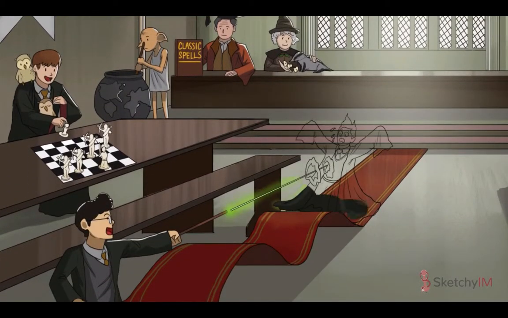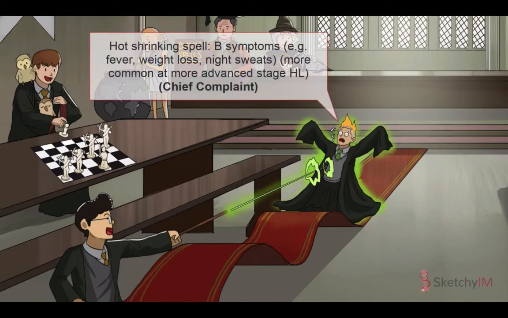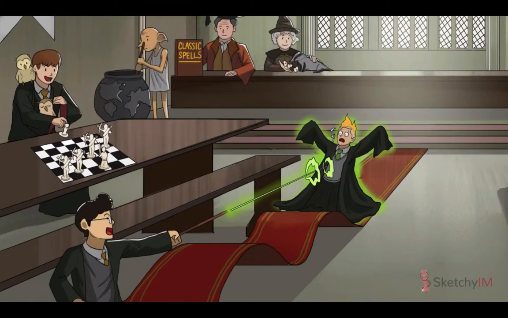Patients may also present with B symptoms. These include fever of over 100.4 degrees in the previous month, recurring drenching night sweats in the last month, and unexplained weight loss of greater than 10% in the past 6 months. B symptoms are most common in more advanced stages of Hodgkin lymphoma and usually correspond with a worse prognosis.